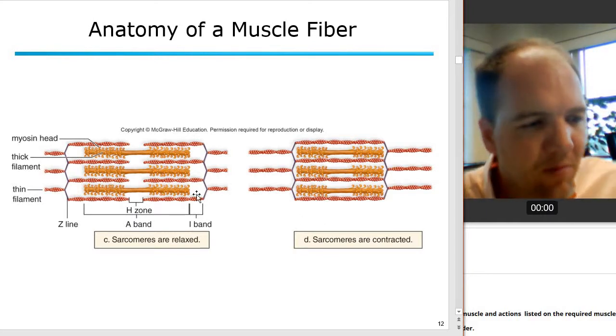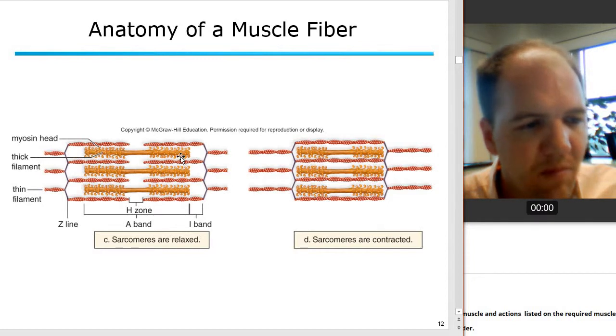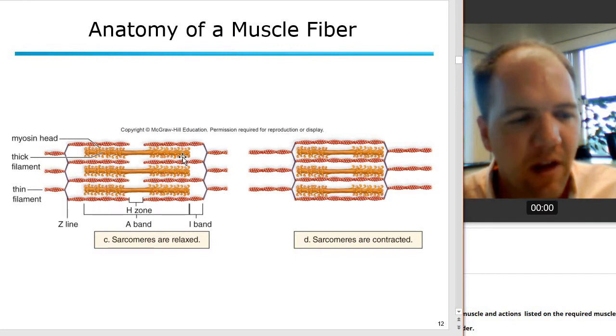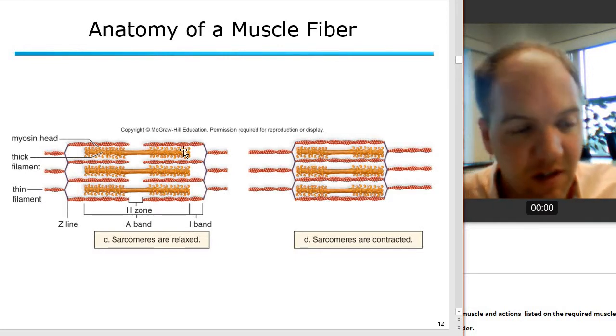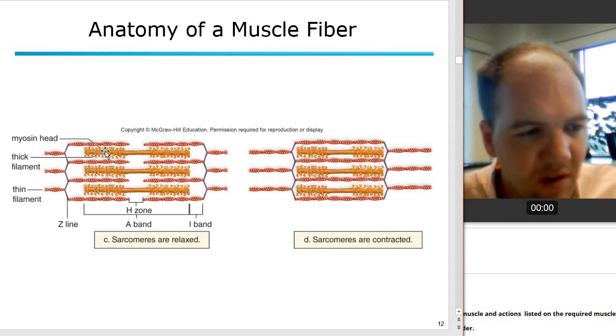Now within the sarcomere, we have thick filaments, which are myosin filaments, and thin filaments, which are actin filaments. So those are our two types of myofilaments, actin and myosin, and you can see how they overlap each other. The actin is the thin filament because it looks thin, and the myosin is the thick one because it's thicker. Notice also that the myosin has all these little projections. We call them myosin heads.